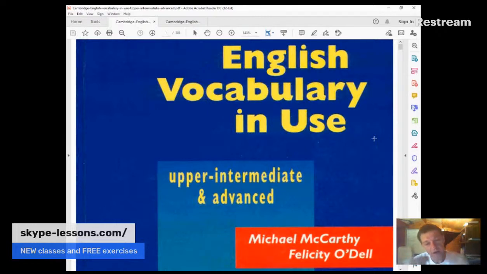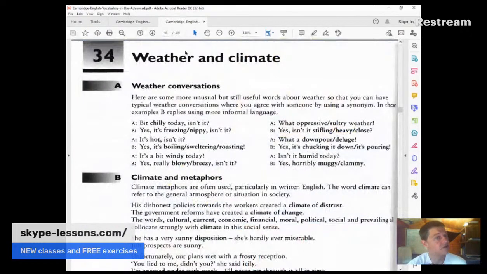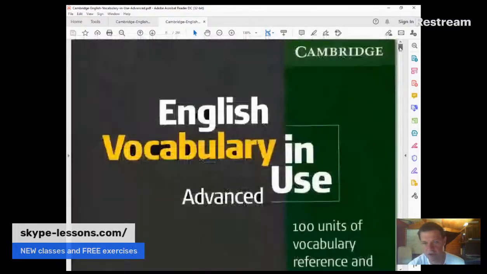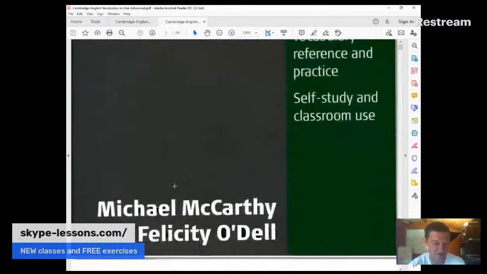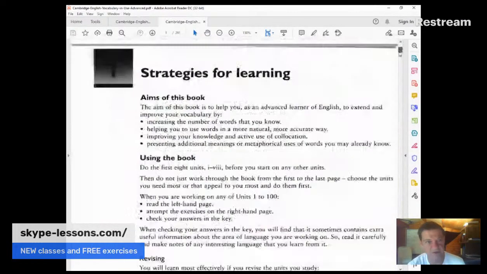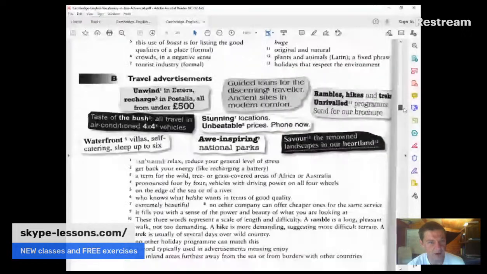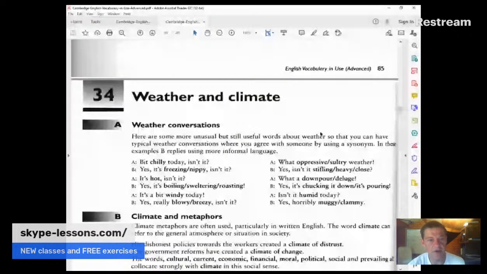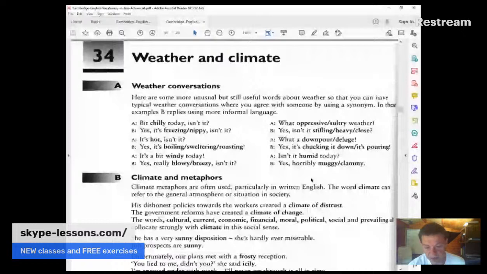Now I wanted to show the author, Michael McCarthy, Felicity O'Dell. They're exactly the same authors for the book that we're looking at today, which is Advanced Vocabulary in Use. It's still Cambridge University Press, English Vocabulary in Use, Advanced. And again, it's by Michael McCarthy and Felicity O'Dell. Now, all we're going to do is look at one chapter on weather, but I will put some of the questions on my website, but I certainly won't include the whole book. And I think I'm being fair here. What I think I'm doing is advertising their book. Please go and get it.